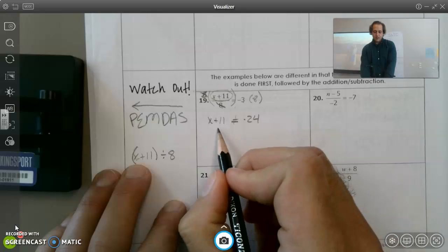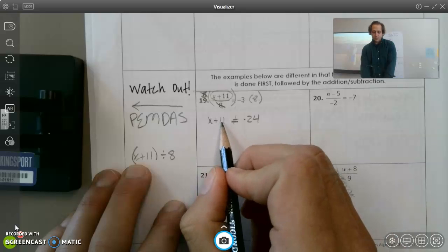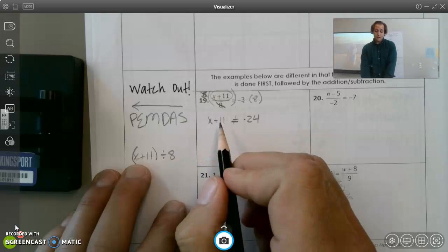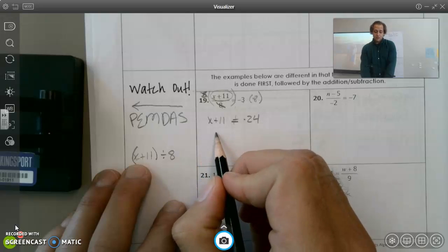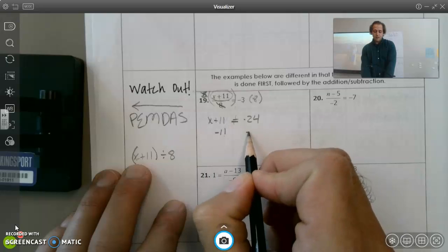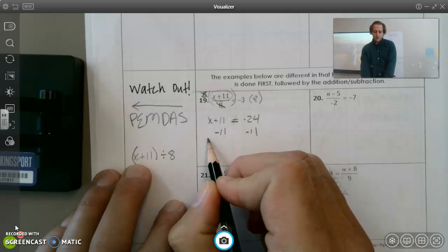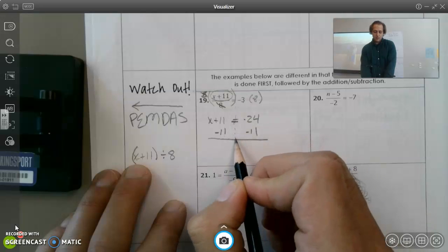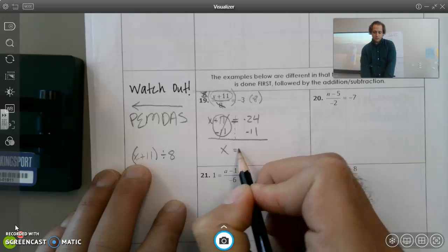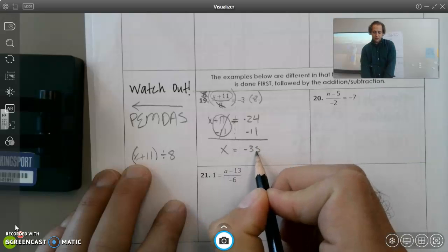Now, I just have one step left. I have x plus 11. I need x by itself. I just want 1x with nothing added to it. So let's create a 0 pair here, plus 11, now minus 11. And when I get the sum here, that's a 0 pair. X is equal to negative 35.